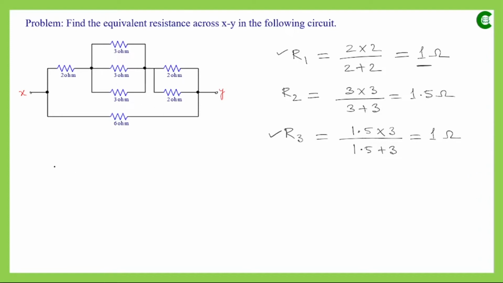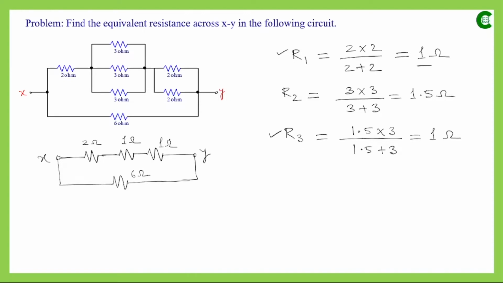So now in the modified circuit, we will have this resistor which we already had in our original circuit, that has the value 2 ohm, and in place of this parallel connection we can think of this 1 ohm resistance, and in place of this we can think of again a single resistor which has the resistance value 1 ohm. And between X and Y we had another resistor which has the value 6 ohm. Now if we focus on this part of the circuit, we can see that these three resistors are connected in series.